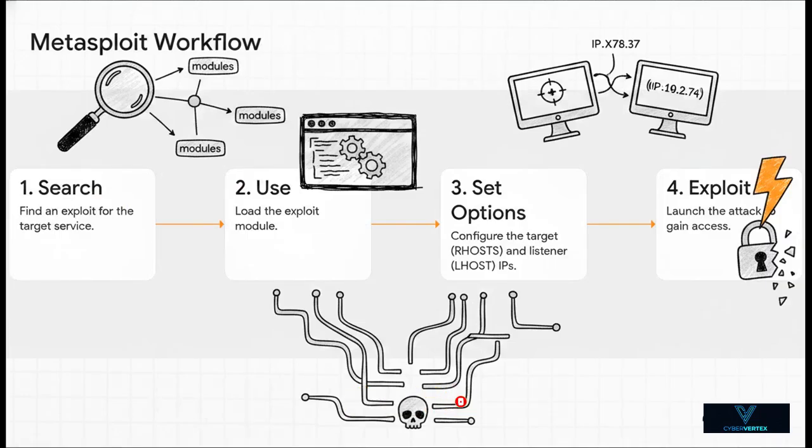Now, for a more powerful, all-in-one approach, we're going to turn to the Metasploit framework. This thing is a massive collection of prepackaged exploits. It basically streamlines the entire process into this simple 4-step workflow. First, you search for the right exploit module. You load it up, you set your options, that's the target IP and your own listening IP, and then you just type exploit. Metasploit handles all the messy, complex networking and shellcode delivery for you.